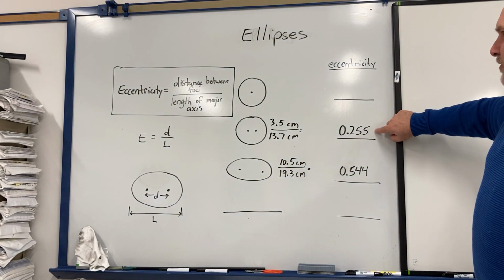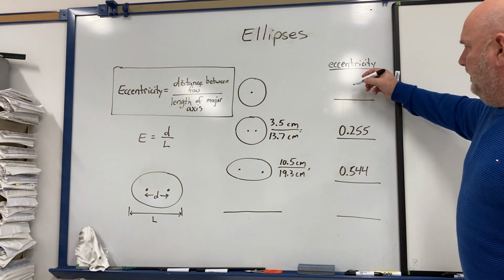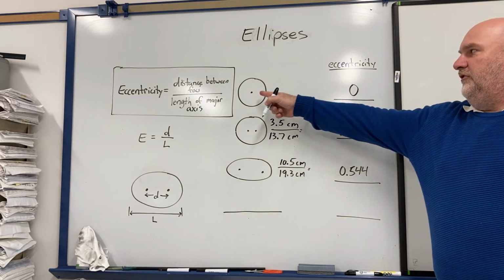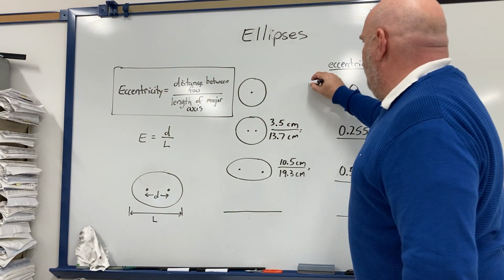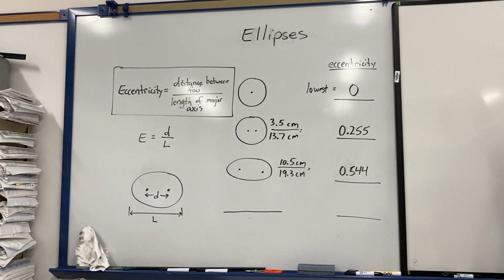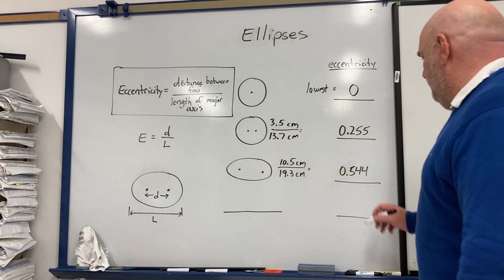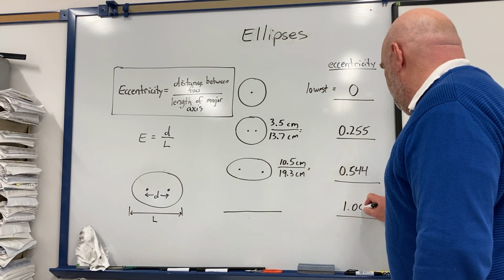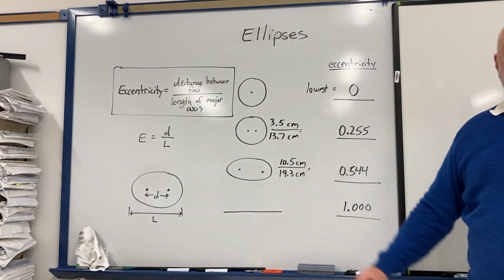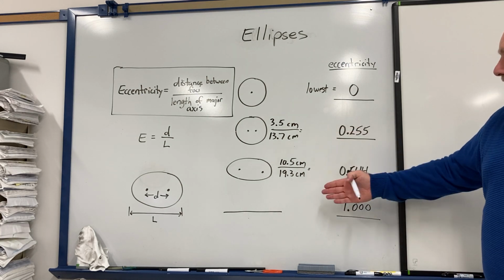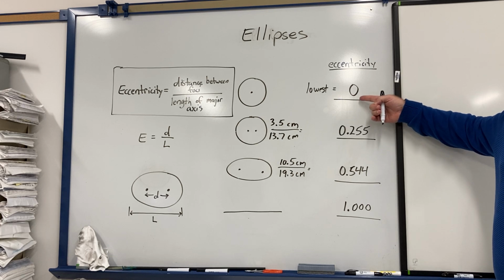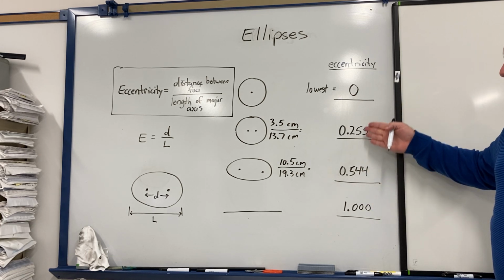Now the lowest value you could have for eccentricity is 0, because 0 is the eccentricity of a circle. So that is the lowest value you could have. The highest value you could have for eccentricity is 1, because 1 is what the eccentricity of a flat line would be. So your shape is always going to be somewhere between a circle and a flat line. So your value is always going to be somewhere between 0 and 1. So it's always going to be a decimal.